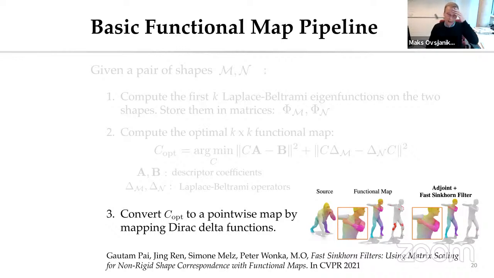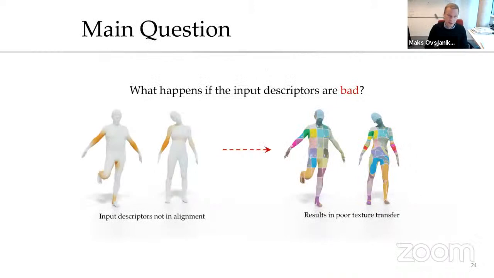Okay. So the thing is, if you are careful enough and you compute your descriptors and all the parameters carefully, then you can compute good correspondences. But the question is, what happens if your descriptors are bad? If in this pipeline you have poor descriptors that are not in alignment, for example, these are short descriptors on a pair of shapes, then if you compute the functional map and do texture transfer, you can get significant error, with a lot of distortion in the mapped texture. So, what can you do?